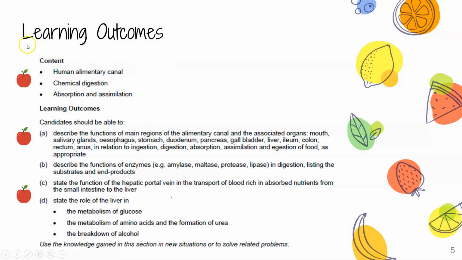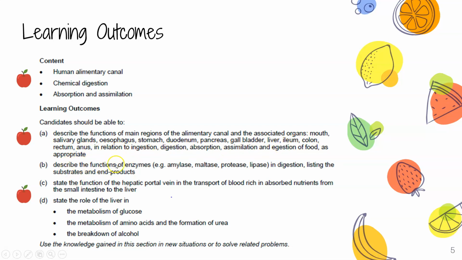The learning outcomes for this chapter are as such. We need to learn about the human alimentary canal, and how we do chemical digestion, absorption and assimilation. We need to describe the functions of the main regions of the alimentary canal and the associated organs such as your mouth, salivary glands, esophagus, stomach, duodenum, pancreas, gallbladder, liver, ileum, colon, rectum, anus, in relation to a few keywords which I'll talk about soon.